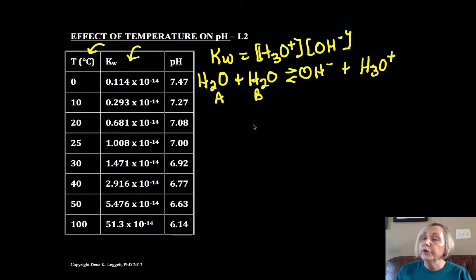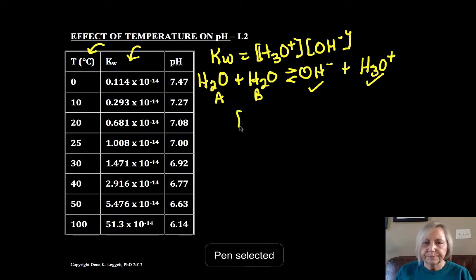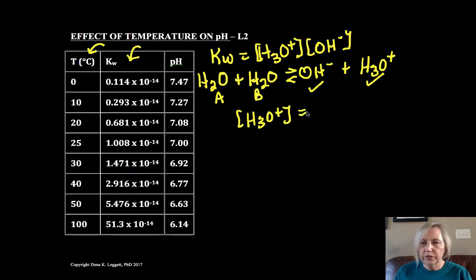Now, if we have pure water, these two must be equal to one another. So in pure water, with no contaminants, my H3O plus is equal to my OH minus. Okay? So we can do a series of calculations here.